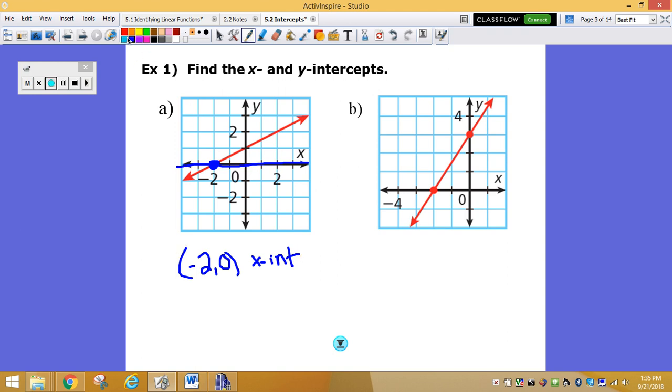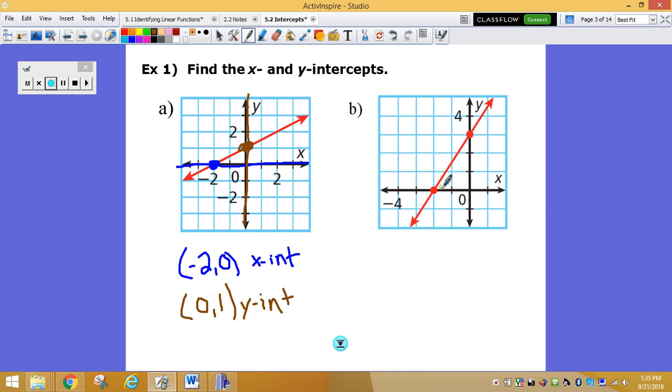The y-intercept is on my y-axis. So here's my y-axis, and it crosses right here. So your y-intercept is at 0, and it's up 1. So that's my y-intercept.